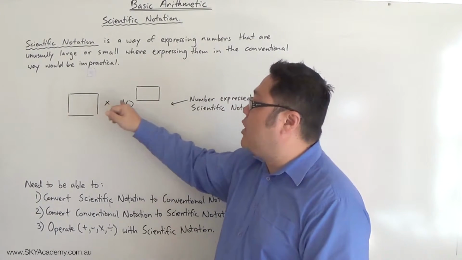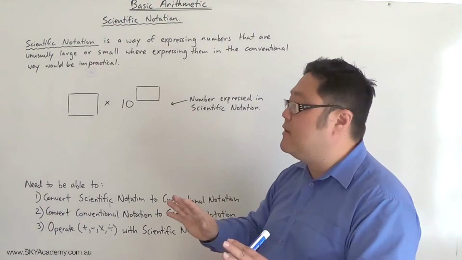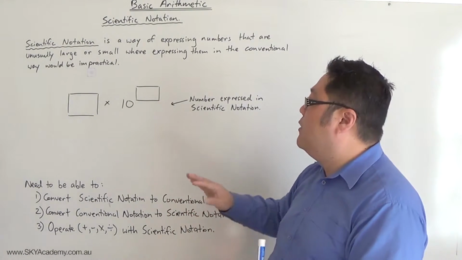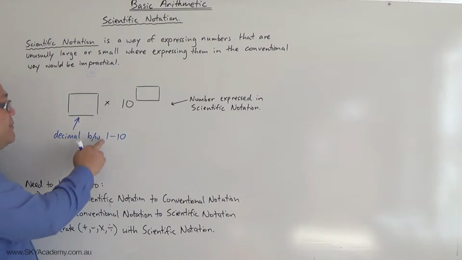It'll be one number times 10 to the power of another number, and these are the rules that you need to know when expressing a number in scientific notation. The first number has to be a decimal between 1 and 10. It can't be 10, it's got to be less than 10, but it can be 1. As soon as it becomes 10, you just make it 1. So it's got to be between 1 and 10.